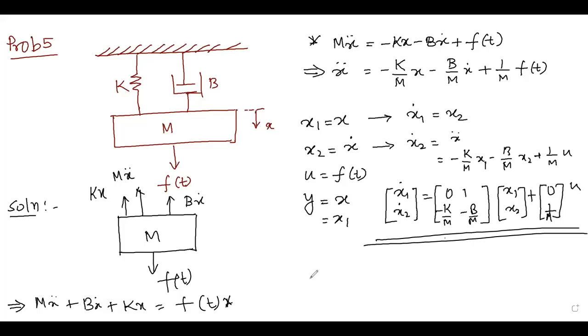And what about the output equation? This is the state equation, and the output equation is y equals x1, which equals 1 0 times x1 x2. These two together are known as the state representation.